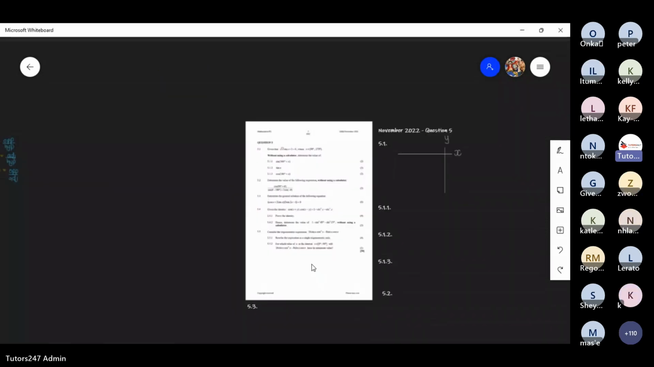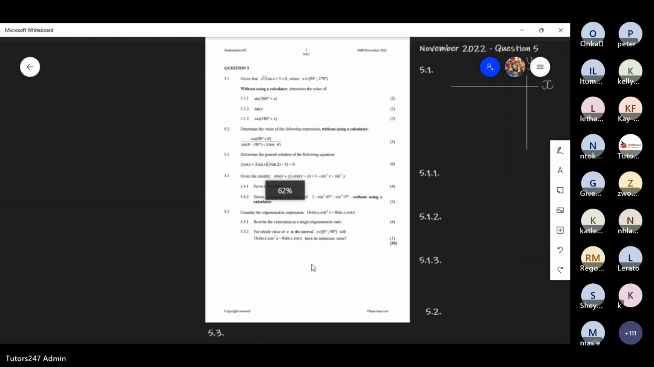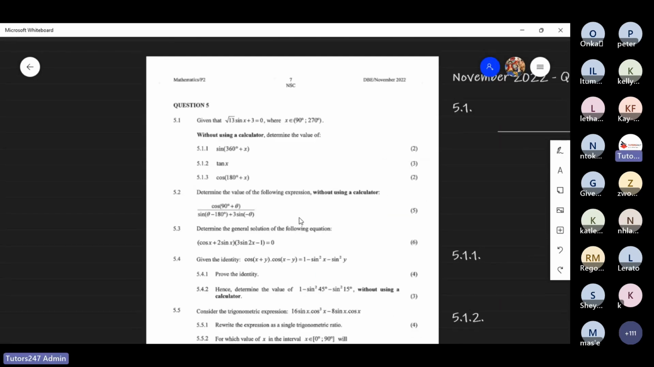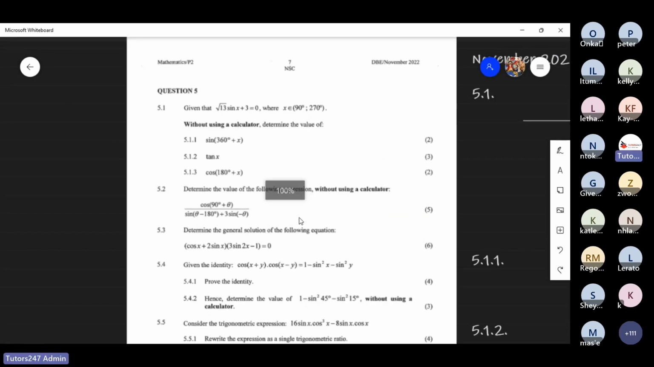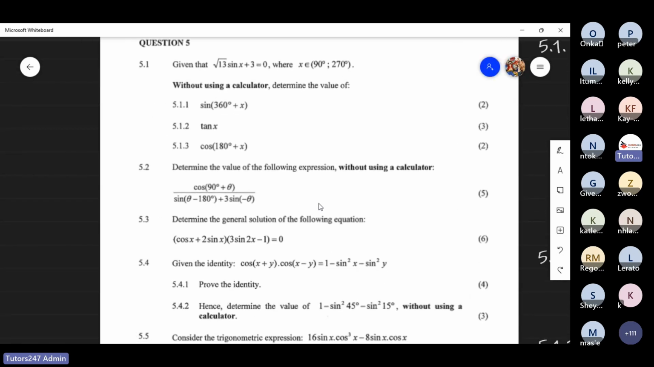So let us start. So our first question, we've got question 5.1. Given that the square root of 13 sine x plus 3 is equal to 0. So this is important, this piece of information.